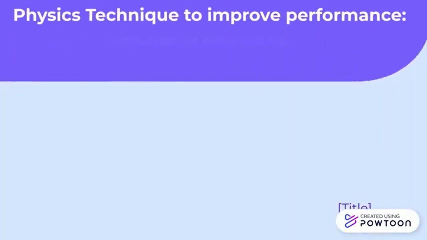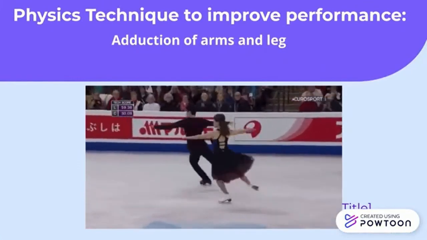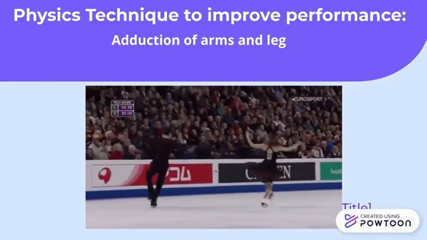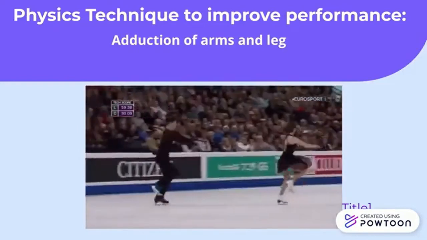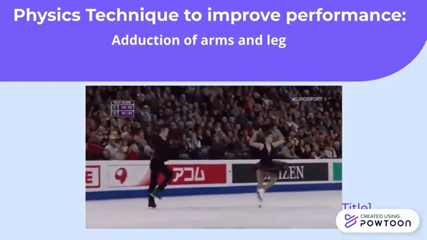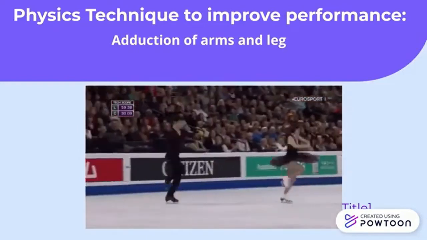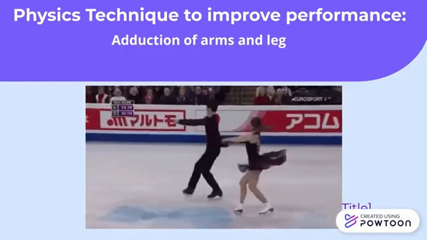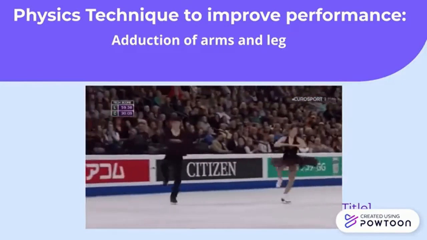This principle is used in techniques to improve performance. The adduction of the arms and leg of a skater reduces rotational inertia. Since angular momentum is conserved, this means that angular velocity increases, therefore more spins can be accomplished.